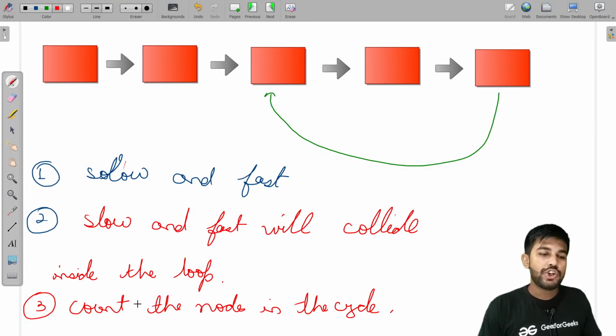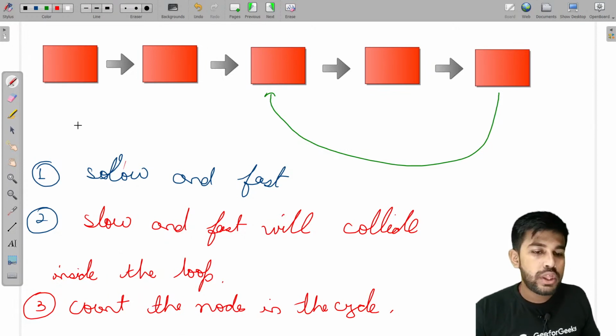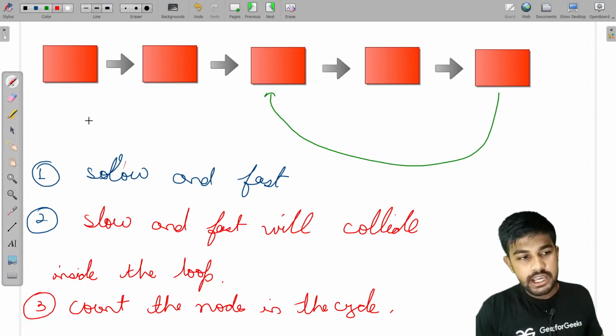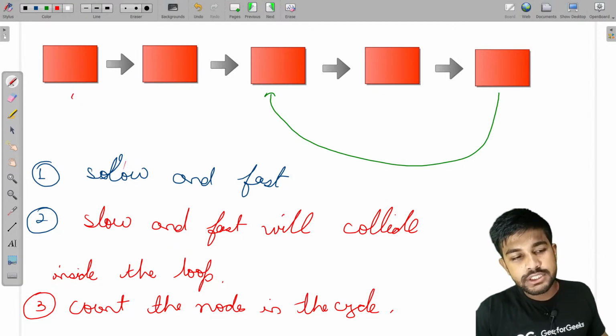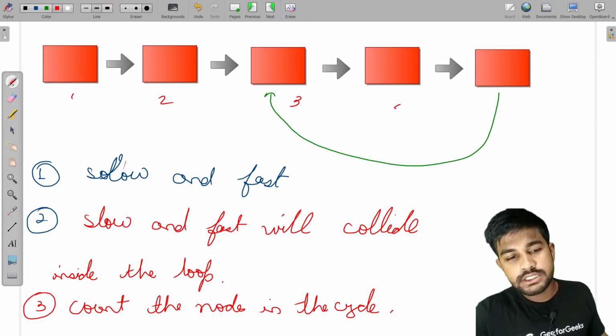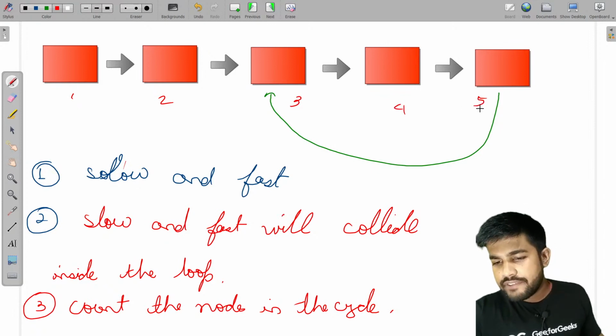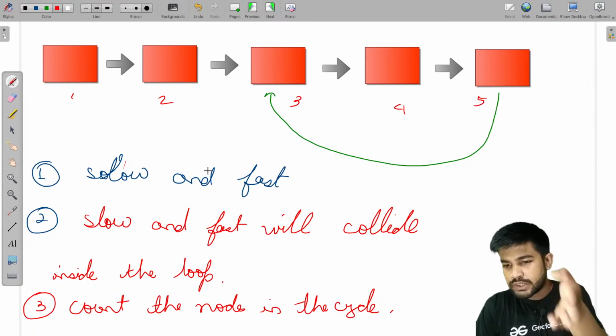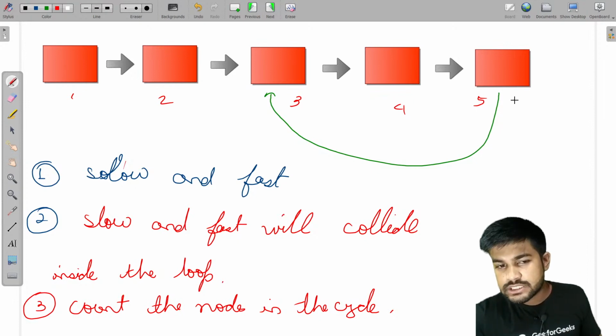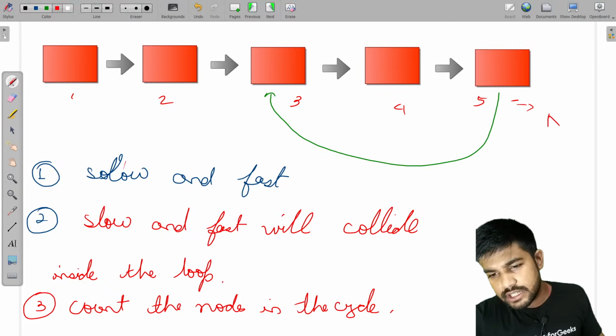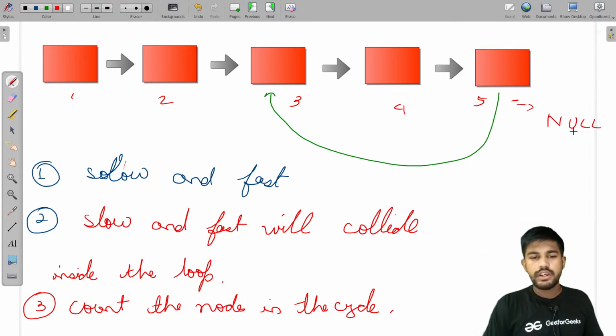What I'm trying to do is, suppose I know the number of nodes in the linked list. I know that this is the first node, this is the second node, this is the third node, this is the fourth node, this is the fifth node. If I know the number of nodes, I can move to the last node and make the last next as none. Can we count the number of nodes in the circle? Yeah, we can do that.